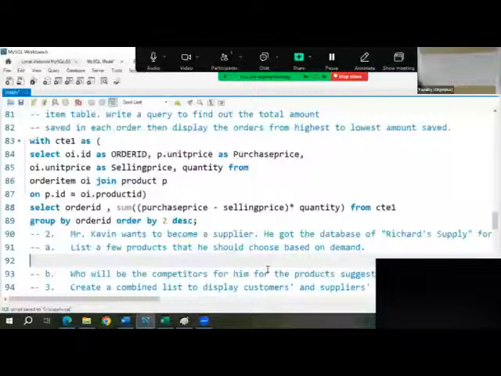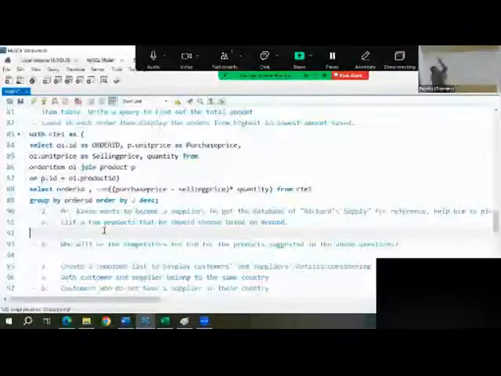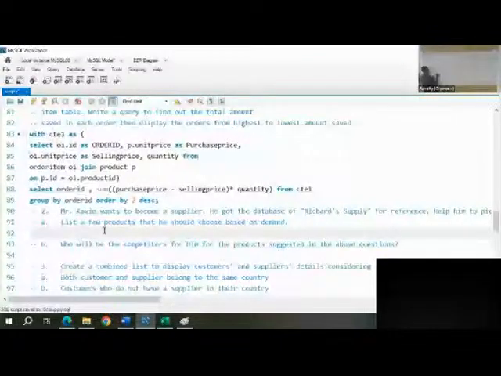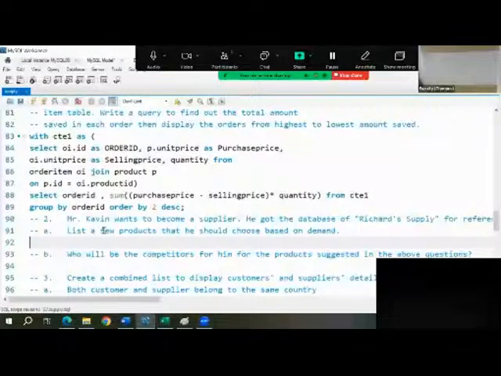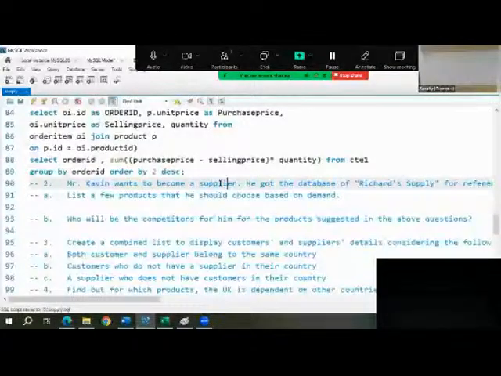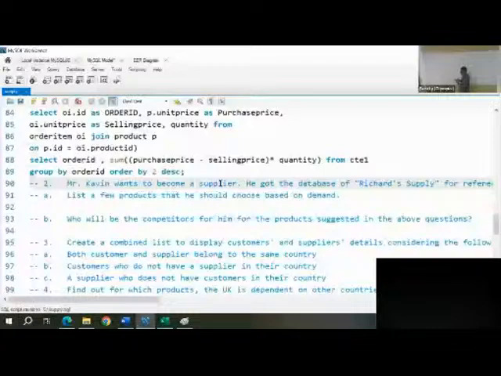Okay, so let's at least complete one question and then wind up. So question number 2, right? Basically there is one guy who wants to become a supplier. Imagine that you want to sell in Amazon. Before you start selling, identify which product is selling heavily, then you will go on. That is the whole concept here, basically, right?